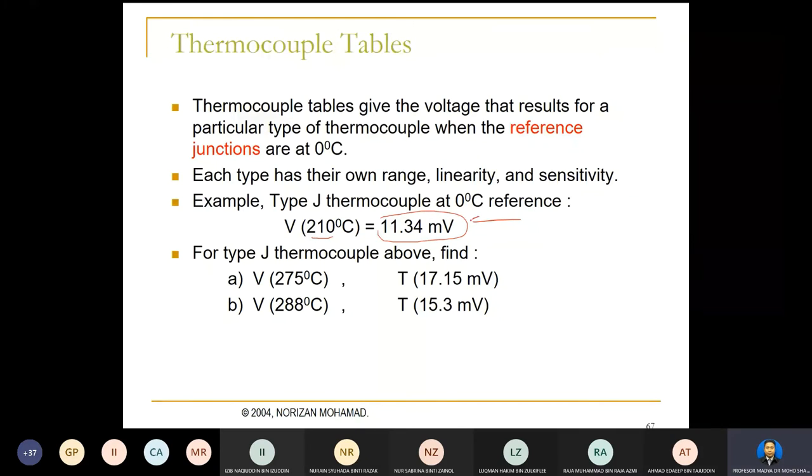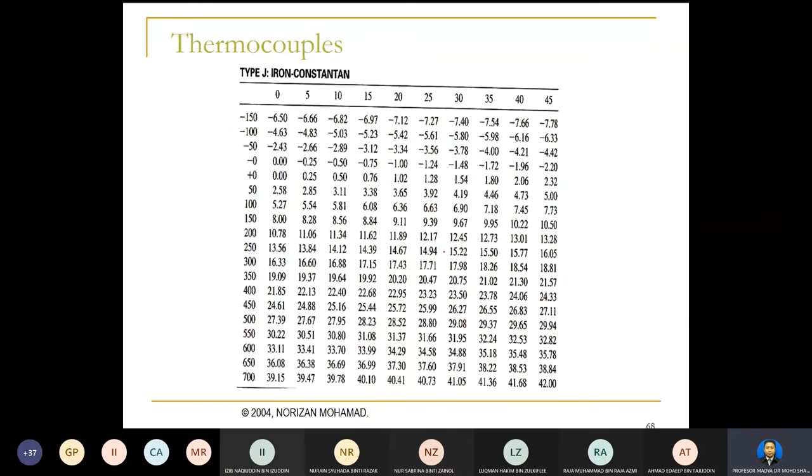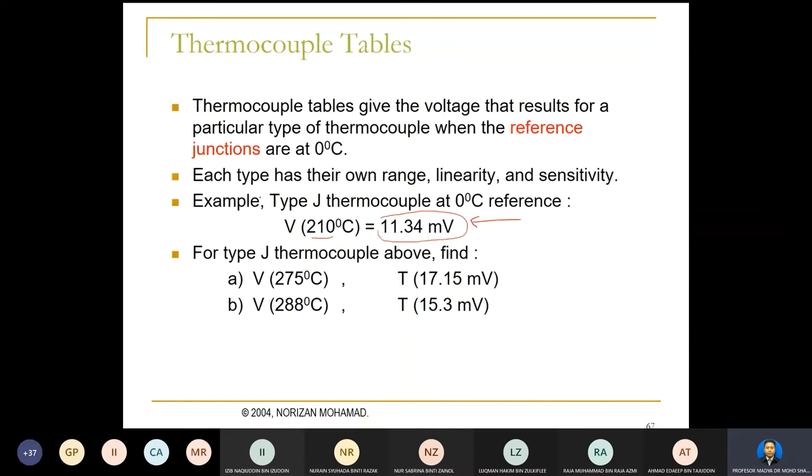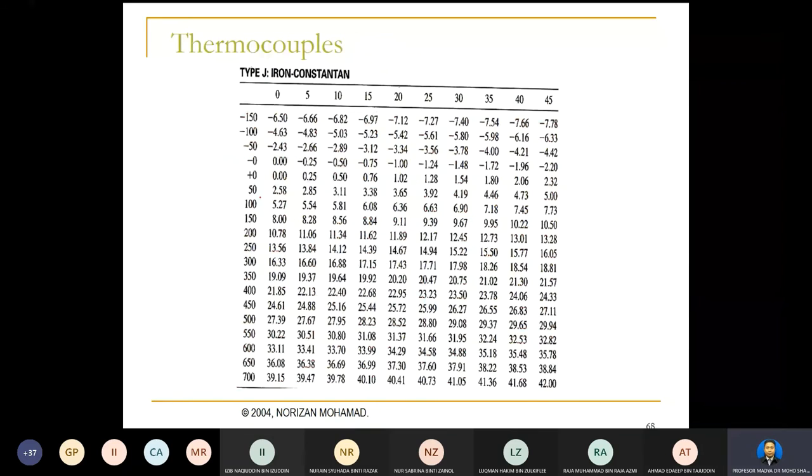I will show it after this. So for example, we want to measure temperature, and our system displays 11.34 millivolts. So what is the temperature? From this, we have to use the table. Okay, I will show some example of the table. So you can see 210. Okay, 210 will be here. This one is 200, and then this one will be plus 10, because our temperature is 210 degrees Celsius. So this is our value, 11 point, you can see.